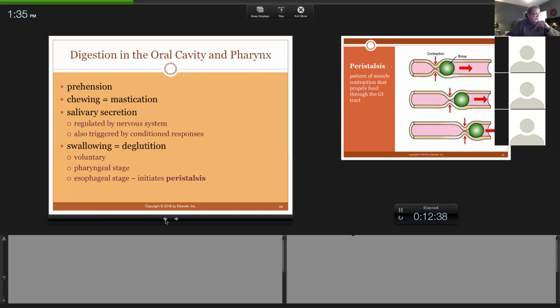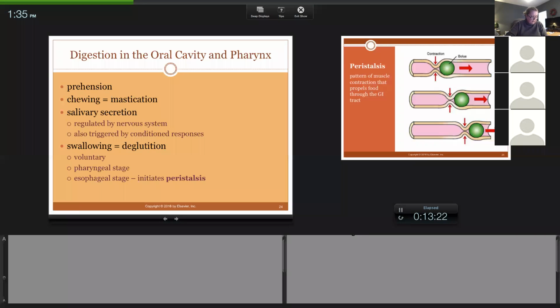So let me go back for a second. It says, what do the terms prehension, deglutition, mastication mean? So prehension is grabbing, mastication is chewing. We get salivary secretions, which the nervous system secretes when something touches the mouth. But remember, salivary secretions can also be the cephalic phase of digestion. It's just the anticipation of a meal that can get saliva secreted. But when it moves into swallowing, to the esophagus, that's called deglutition. So do be familiar with these terms.